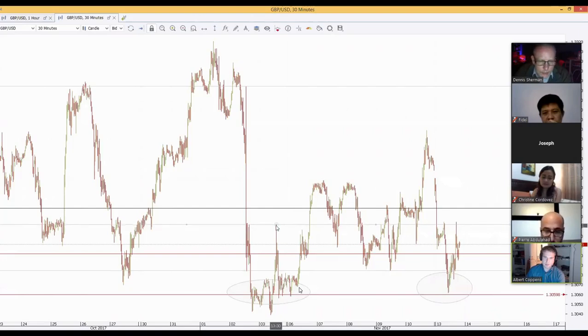The red lines are which month's NFP? October. That's from October, yeah? Yeah, and the black lines are the interest rate decision of October from the Bank of England. The black lines.